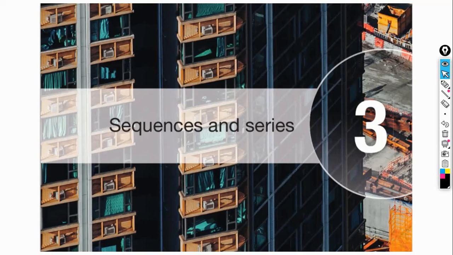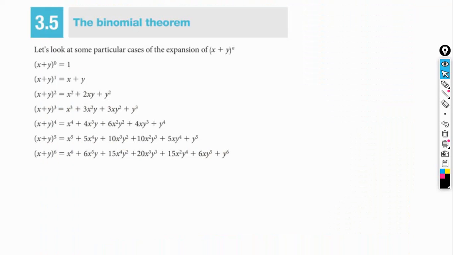Hi everybody. So in this video we will continue with chapter 3, sequences and series, specifically 3.5, the binomial theorem. So first of all, we have to say that a binomial is a polynomial with two terms. So x plus y is an example of a binomial.